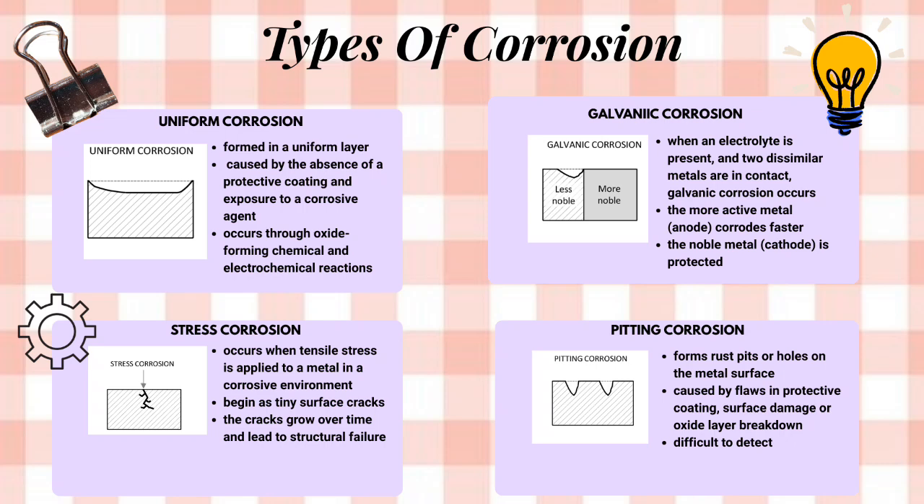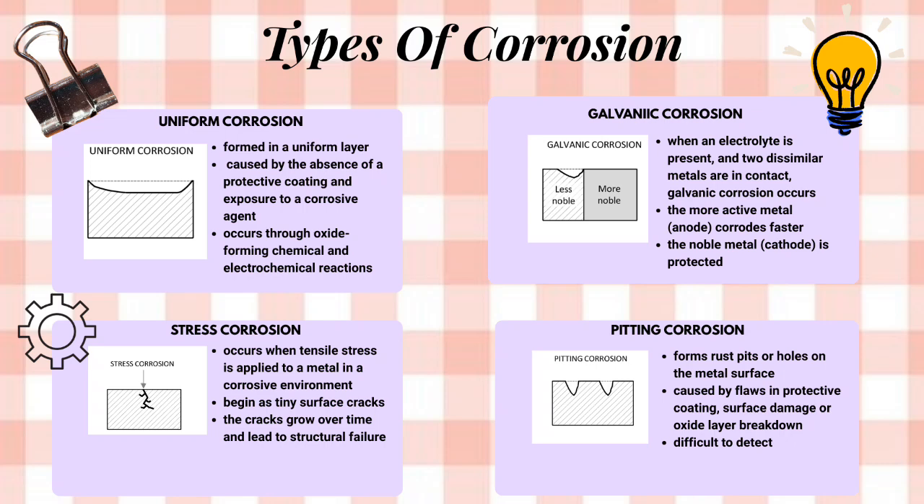As we can see in the picture, the less noble, which is the active metal and the anode part, will corrode faster. However, the other part, which is the right side as you can see here, the more noble, the cathode part, is protected. This type of corrosion is actually very common in a marine setting, where the salt water becomes the electrolyte.